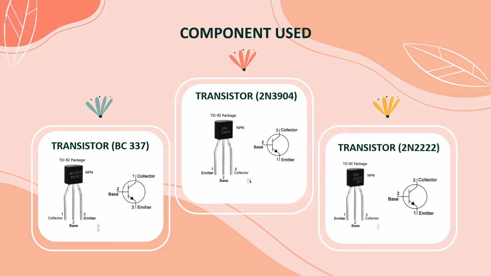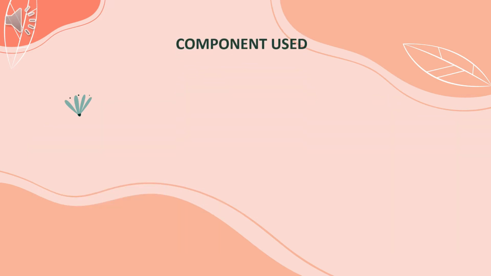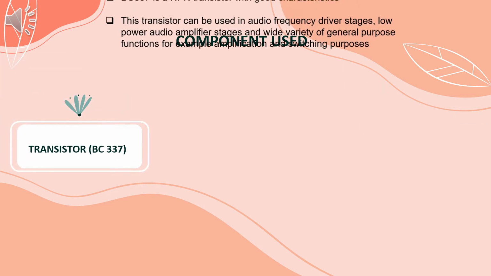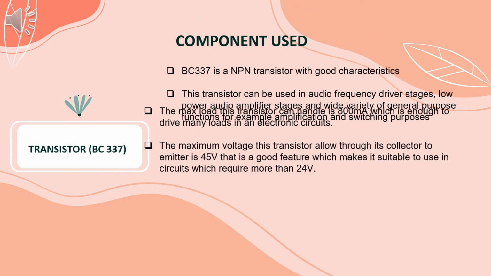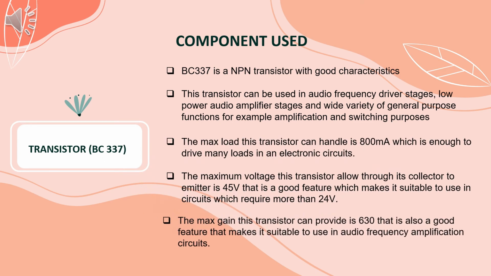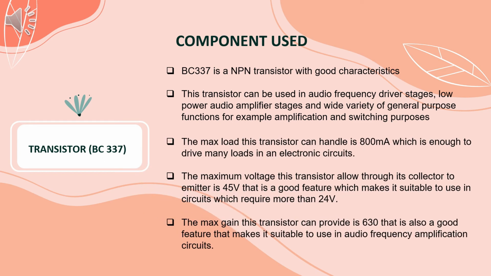Now, let's look into each transistor that I use for this circuit diagram and explain further for these 3 transistors that I use. Okay, as you can see, this is the type of transistor and their symbol. Transistor BC337. BC337 is an NPN transistor with good characteristics.